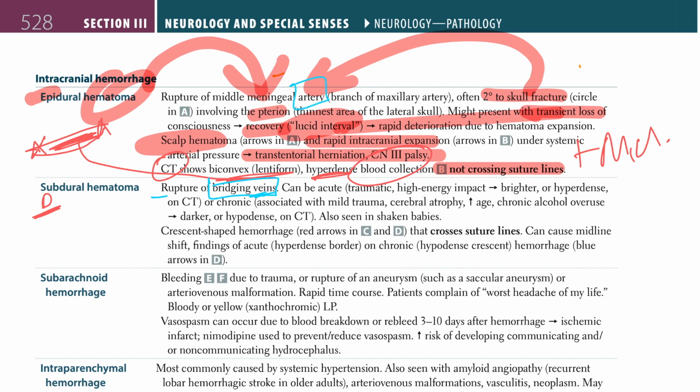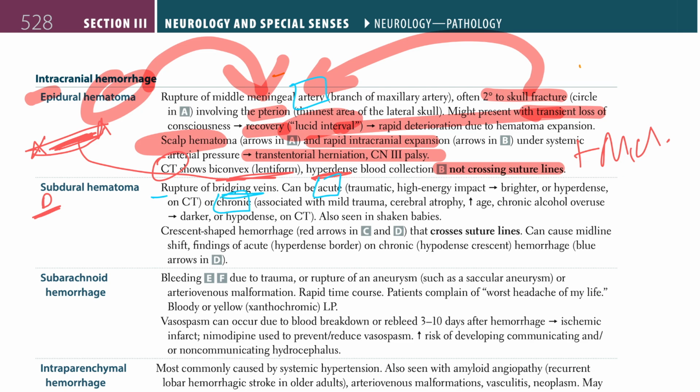Here's the veins. So it can be acute due to traumatic, high energy impact, which leads to brighter or hyperdense CT. Again, blood looks brighter, hyperdense. Or chronic associated with mild trauma, in which case you will have cerebral atrophy, increase in age, or chronic alcohol overuse leads to darker, hypodense CT. So again, if you look here, what are they trying to say? They are saying simply that first of all, you have a rupture of the bridging veins, but it could be due to an acute thing or due to chronic stuff.